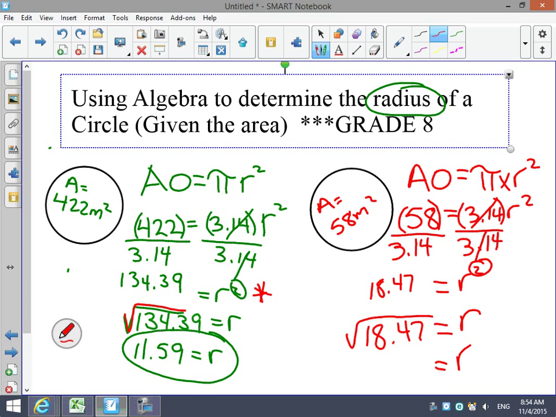In this case, if I go 18.47 and I take the square root of it, it's 4.29. I was off a little bit. That's okay. It was a guess. So the radius is 4.29. All it takes is practice, men and women. I'm sure you're going to be awesome at it.